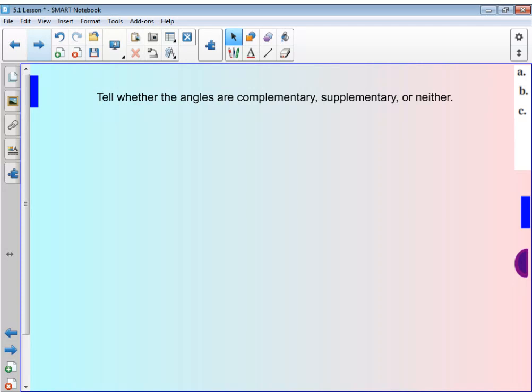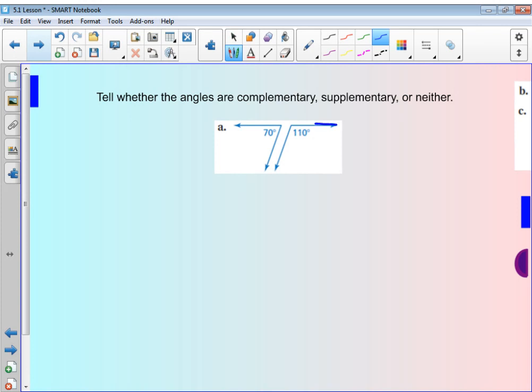Okay, so here I want you to tell whether the angles are complementary, supplementary, or neither. So here's our first set. So the way that we're going to check this is we're going to check, once again, if you slide them together, does it look like it creates a straight line? If I were to be able to take that 70-degree angle and slide it right up next to the 110, does it look like it would create a straight line here? It looks like it. So then I kind of need to just double check to make sure.